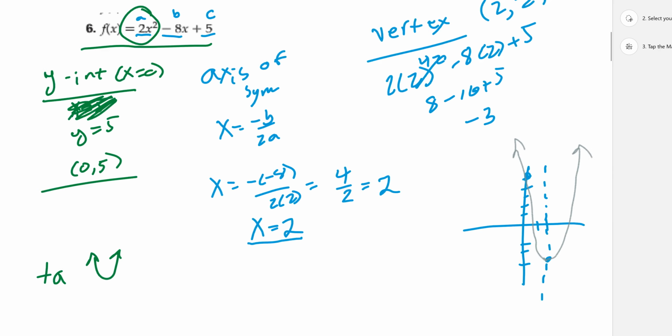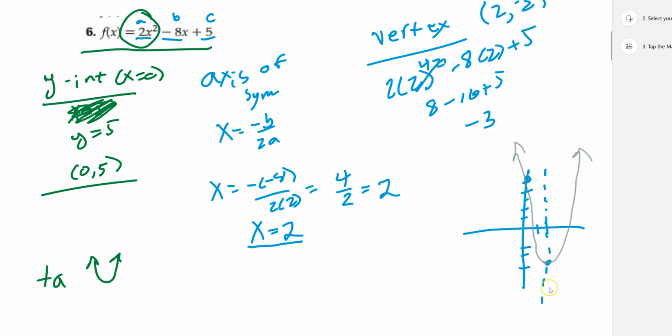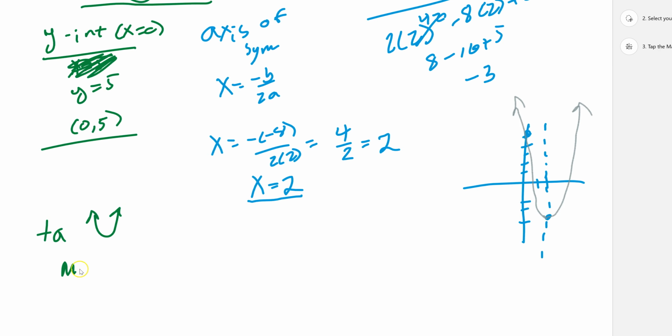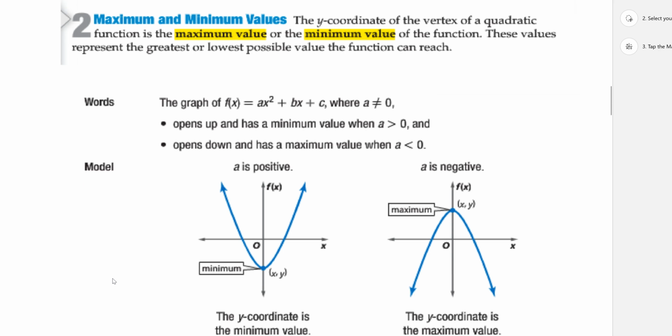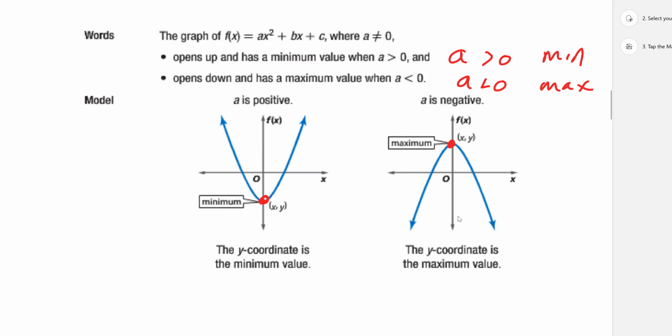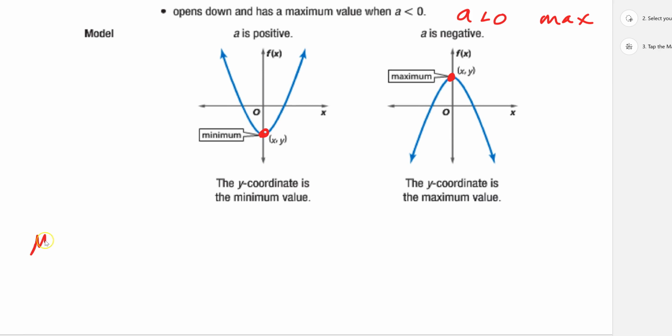When a is positive, you open up, so you have a minimum point. So when a is positive, a min. And that's leading to our next thing. So how do you find the max and min value of something? Well, they're just the vertexes. When a is positive, you have a min. When a is negative, a max, because it opens down. So if you want to find the max or min value, all you do is find the vertex.